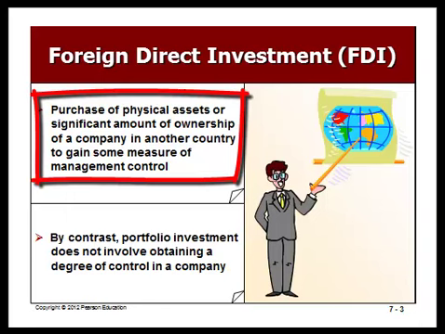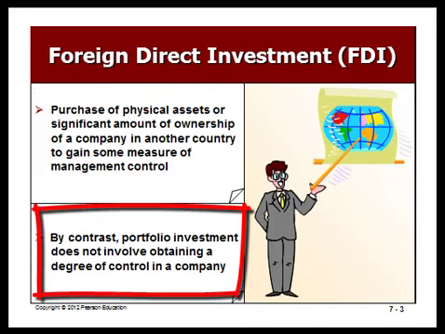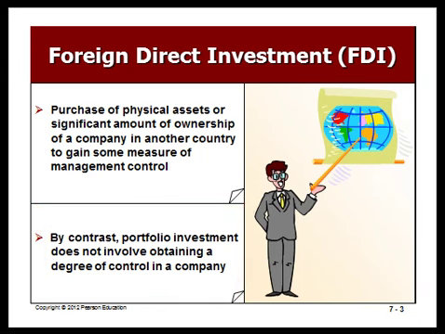Foreign direct investment is the purchase of physical assets or a significant amount of the ownership of a company in another country to gain a measure of management control. It differs from portfolio investment, which is an investment that does not involve obtaining a degree of control in a company. Most governments set the threshold for an investment to be called FDI at anywhere from 10 to 25% of stock ownership in a company abroad. The U.S. Commerce Department sets it at 10%.